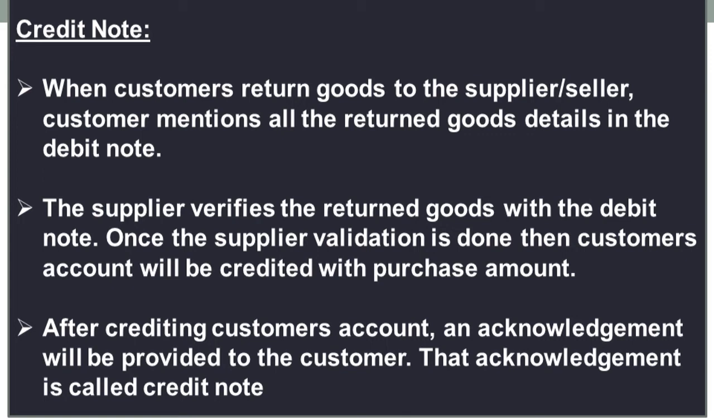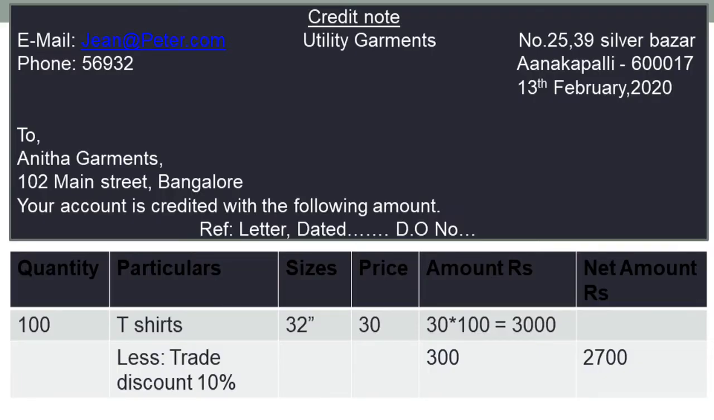When customers return goods to the suppliers or the seller, customer mentions all the return goods details in the debit note. The supplier verifies the goods with the debit note. Once the supplier validation is done, then customer's account will be credited with the purchased amount. After crediting customer's account, an acknowledgement will be provided to the customer. That acknowledgement is called credit note. Now we'll see the sample of credit note.